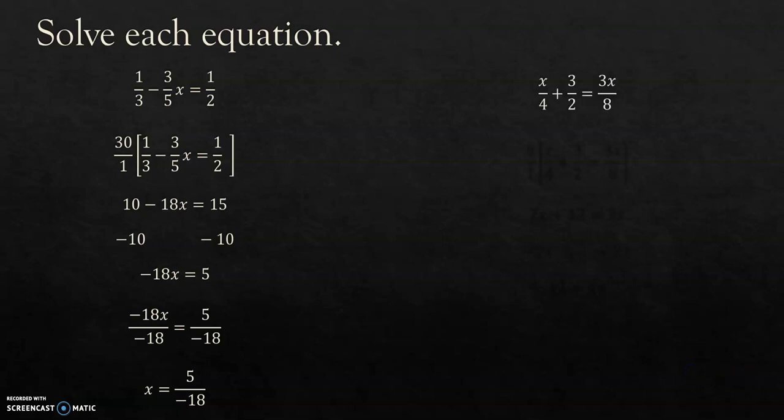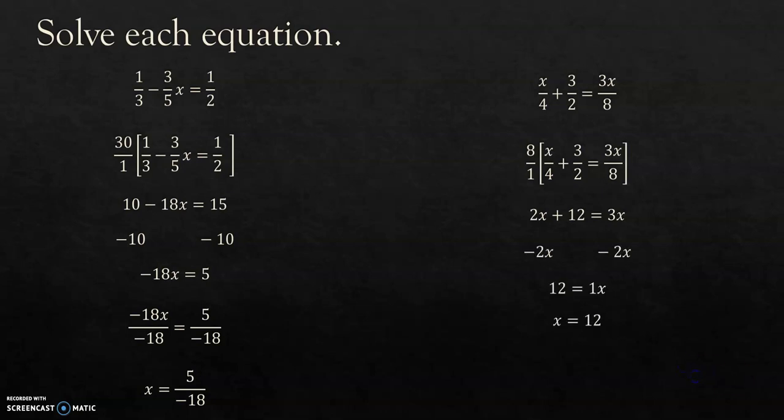x over 4 plus 3/2 equals 3x over 8. 4, 2, and 8. The least common multiple is 8, so we're going to multiply everything by 8 over 1. Multiplying those fractions, our new equation is 2x plus 12 equals 3x. Now subtract 2x on both sides. 12 equals x. x equals 12.